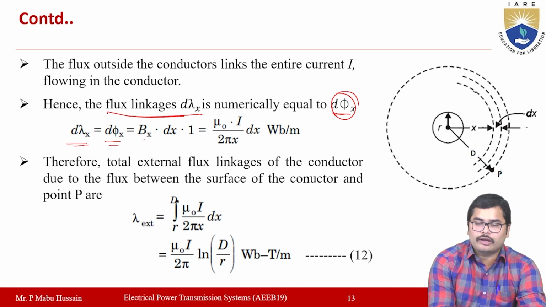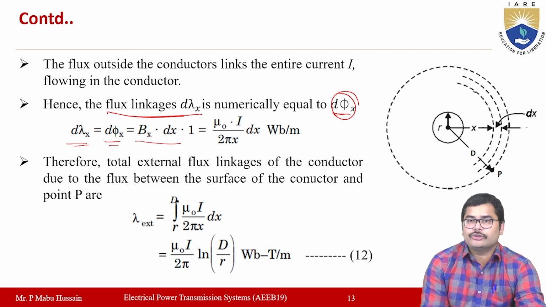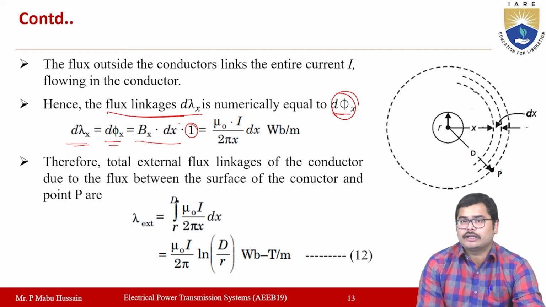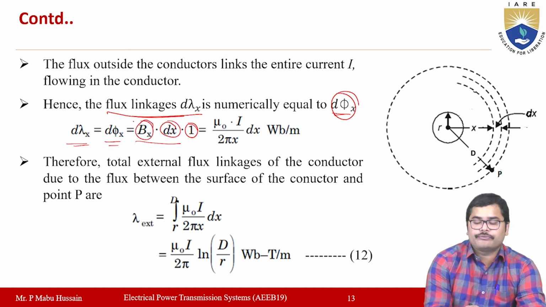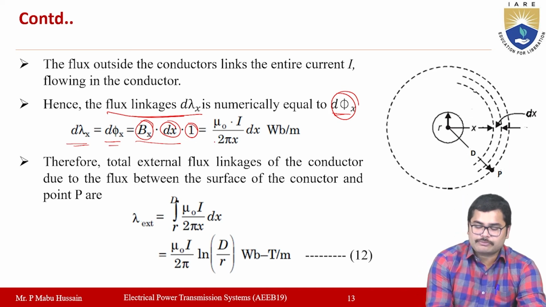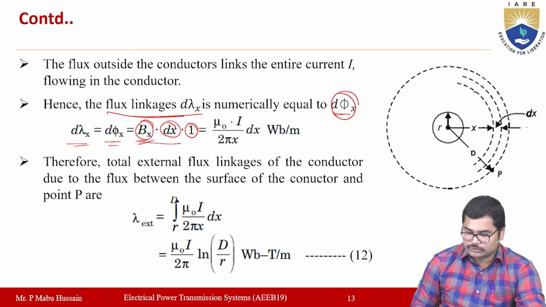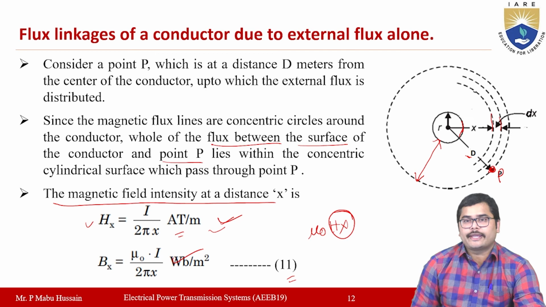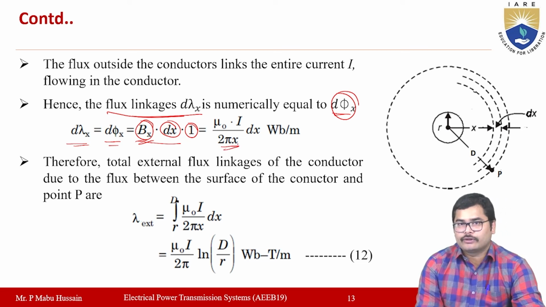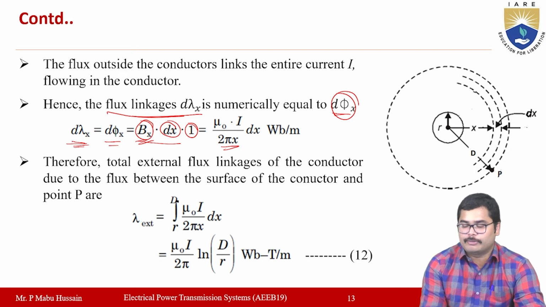Now the dφx value you already determined. This value will be equal to Bx into dx into 1. So 1 here represents the 1 meter length of the conductor. We are considering 1 meter length of the conductor, dx is the length of the tubular element, and Bx is the flux density. Now Bx is nothing but μ0 I/(2πx), which you substitute here. So then dλx will be equal to μ0 I/(2πx) into dx you will get.